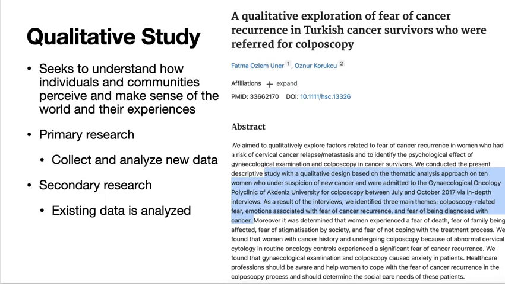And here is a study, a qualitative exploration of fear of cancer recurrence in Turkish cancer survivors who were referred for colposcopy. So this is a study with a qualitative design based on an analysis approach. They are looking at in-depth interviews. Okay. And as a result of the interviews, we identified 3 themes: fear, emotions associated with fear of cancer recurrence, and fear of being diagnosed with cancer. So, the 3 themes were fear of all different things, but that is kind of what you seek to measure in a qualitative study.